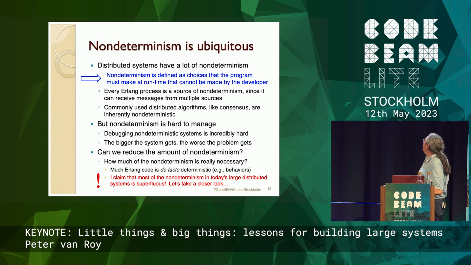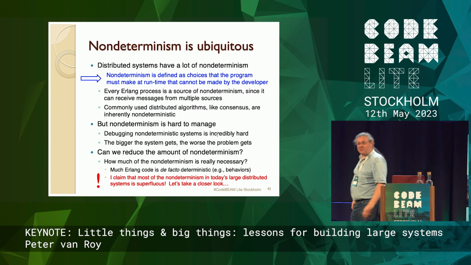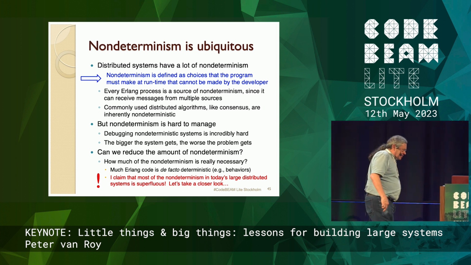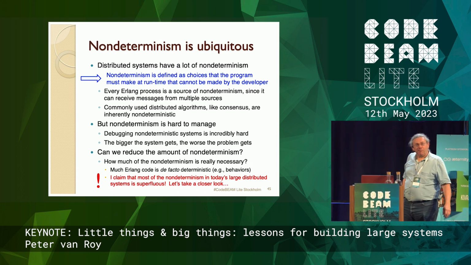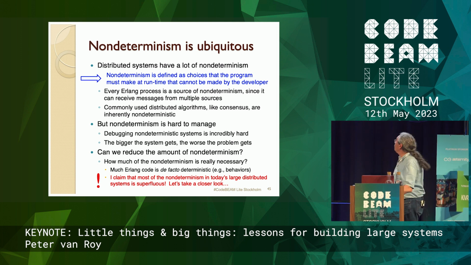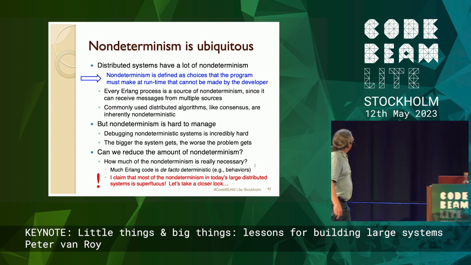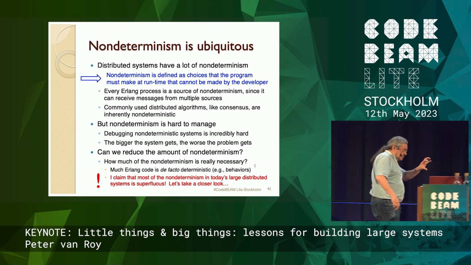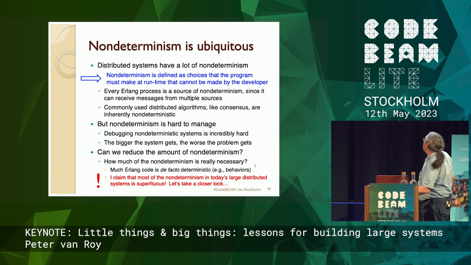Also, debugging these systems. I mean, lots of war stories where you spend hours and days getting rid of problems because of nondeterminism. Probably you have stories to tell there. I'm not going to tell you my stories, but it's really hard. You don't want it. But the point is, can we reduce that? How much of it is really necessary? Actually, Erlang is a real good example. Much Erlang code is actually deterministic, even though the processes are potentially nondeterministic. Behaviors are very deterministic internally.